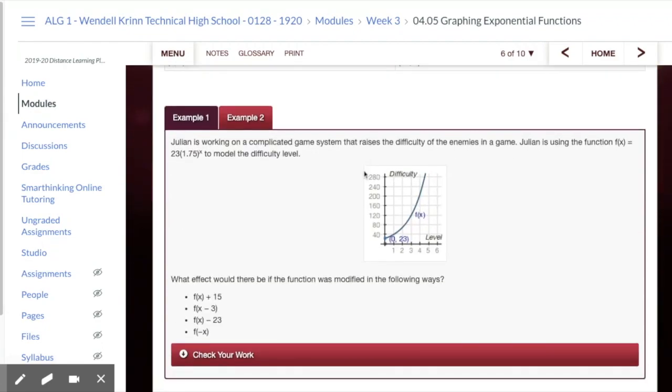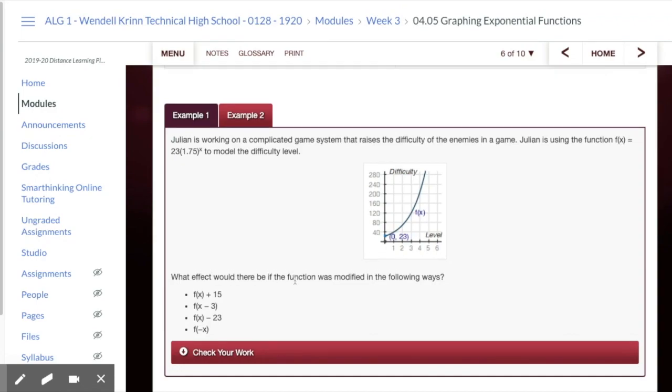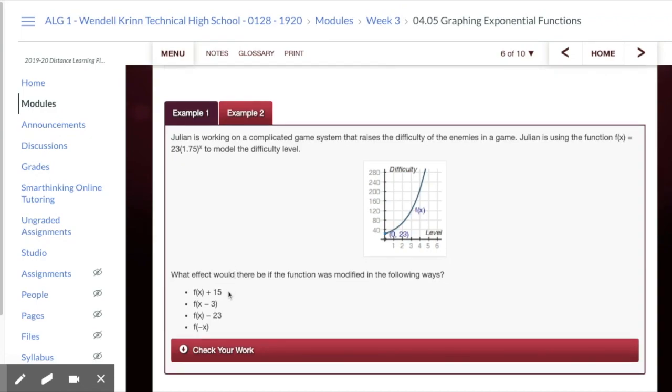So it says Julian is working on a complicated game system. Julian is using this model here to model the difficulty level. What effect would there be if the function was modeled in the following ways? So this first one, you'll notice that there's a plus 15 all the way at the end after. So that means it's going to go up 15.